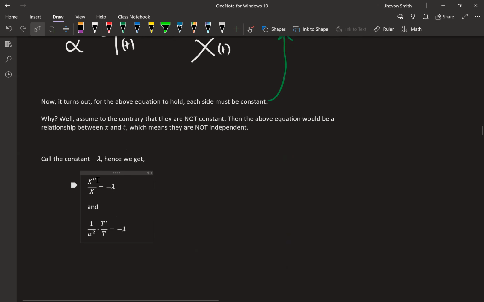Okay, which means my x double prime over x is minus lambda. My t prime over t times 1 over alpha squared is negative lambda as well. They both have to be constant. However, whatever x and t are doing, when I put them in these ratios, they have to be the same constant. Otherwise, time is dependent on position, and that makes no sense.